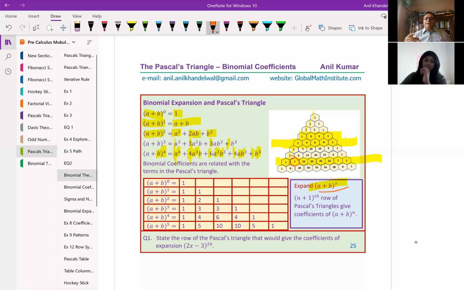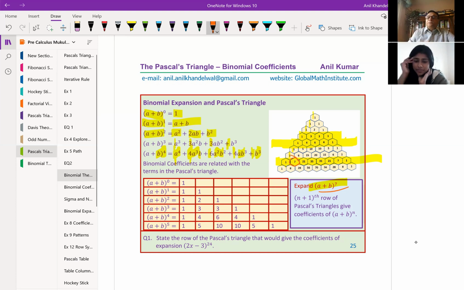But here we are saying it is the 8th row in Pascal's triangle, which will give you all the coefficients for a plus b to the power of 7. You get my idea? Very critical. Or could you think of it like, if it says to the 7, just find 7 on Pascal's triangle? Perfect. And do your job.